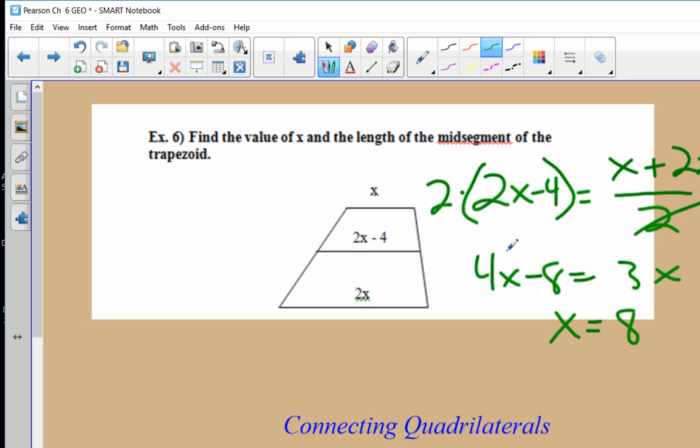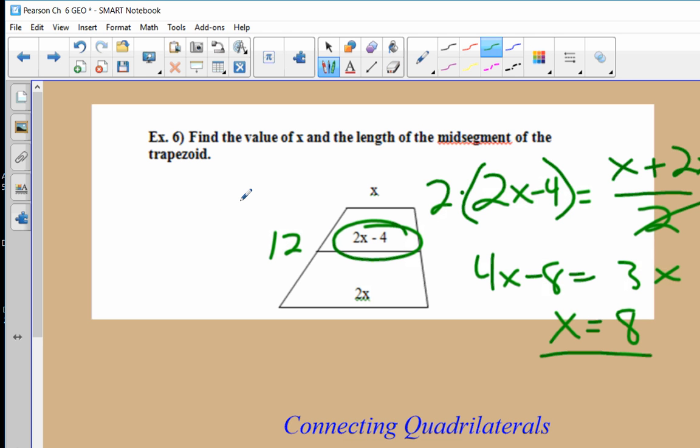Now, this question you got to be careful of. I solved it for x, and that was kind of a hard problem. And yeah, I'm proud of myself. I did it. But the rest of the question is, find the length of the mid-segment. So that forces me to go back and plug that in. Okay. So 2 times x is 16. 16 minus 4 is 12.